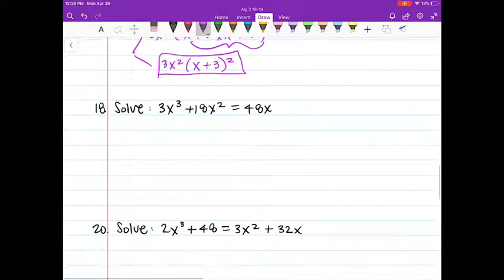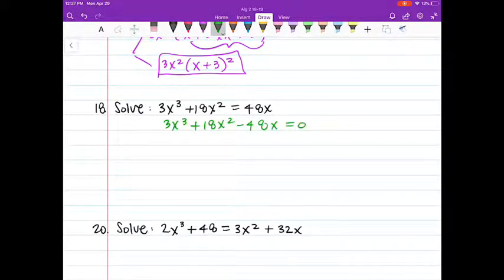Number 18, we first need to get 0 on one side. So we're going to move that 48x over, and we've got 3x cubed plus 18x squared minus 48x equals 0. Again, we're looking for a GCF, and again, it looks like we've got a 3 that we can take out of everything, as well as just 1x this time. So from that first term, I get an x squared plus 6x minus 16 equals 0.